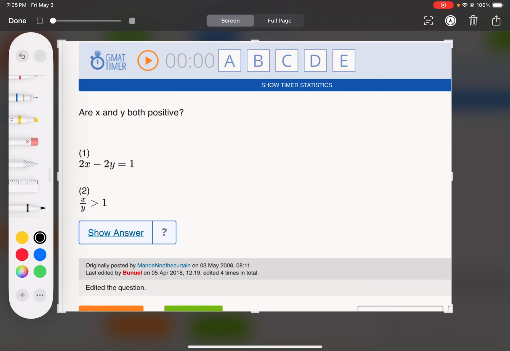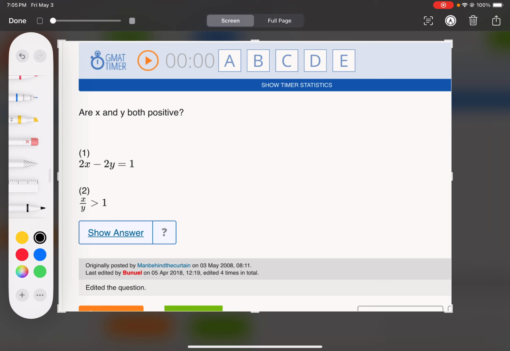Okay, are x and y both positive? You might be tempted to rephrase this as is xy greater than 0? But it's not exactly that, because that will tell you they have the same sign, but it will include situations where they're both negative, so we don't want to do that. We just want to leave it as is. Are x and y both positive?